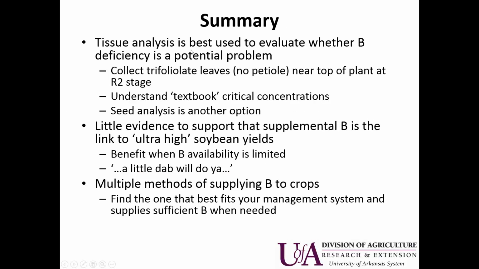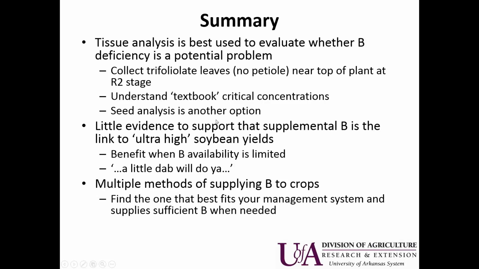To summarize, we really feel tissue analysis can be used to evaluate boron deficiency or nutrition in your fields. We like doing this at the R2 stage. Further north, you might want to wait until a full R2 stage to allow those beans to get just a little better root system than if you're just taking assessment type tissue samples. I understand that the textbook critical concentrations for different micronutrients may or may not be valid. We feel like the one for boron at 20 parts per million is pretty good.